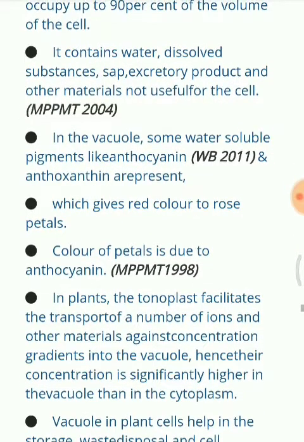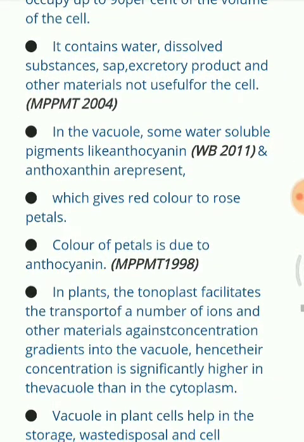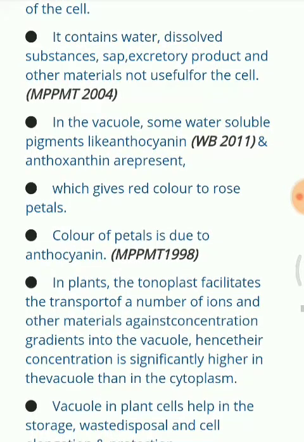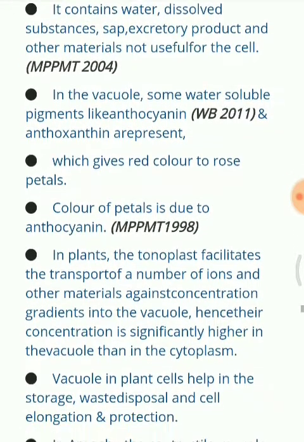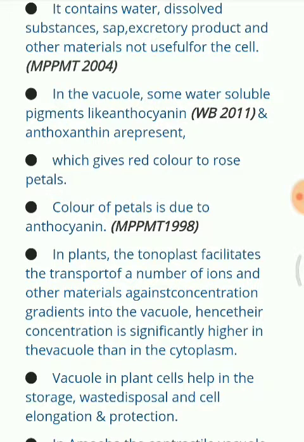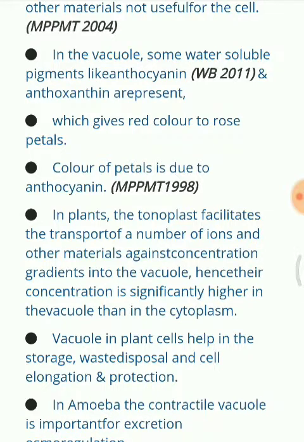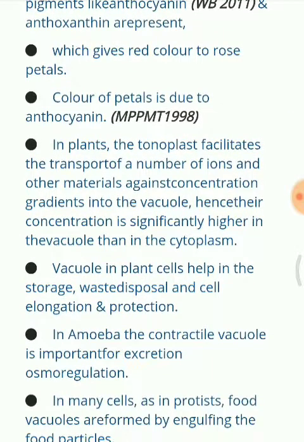In the vacuole, some water-soluble pigments like anthocyanin are present, which give red color to rose petals. Colors of petals are due to anthocyanin. In plants, the tonoplast facilitates the transport of a number of ions and other materials against the concentration gradients into the vacuole. Hence, their concentration is significantly higher in the vacuole than in the cytoplasm.